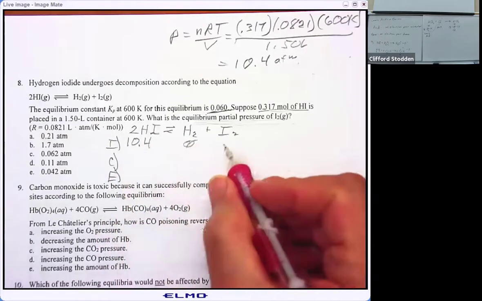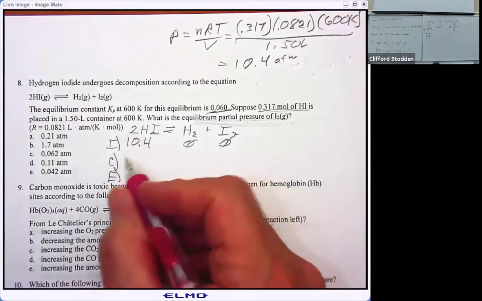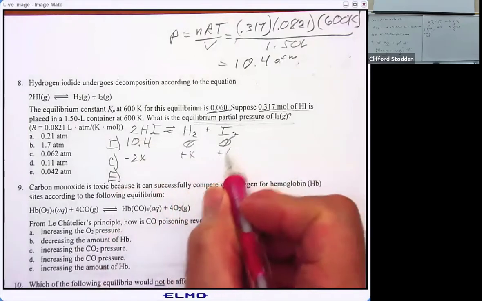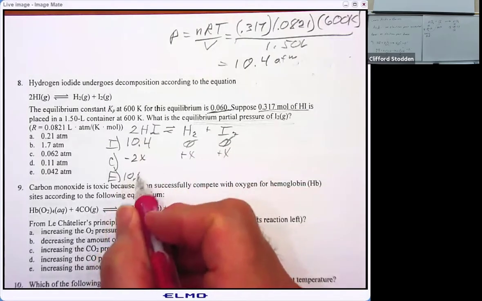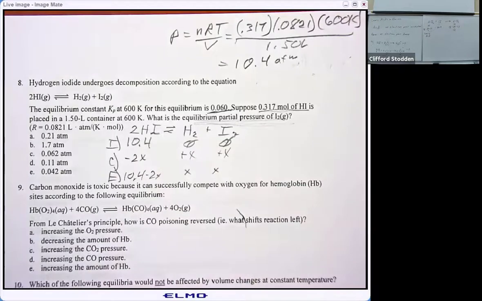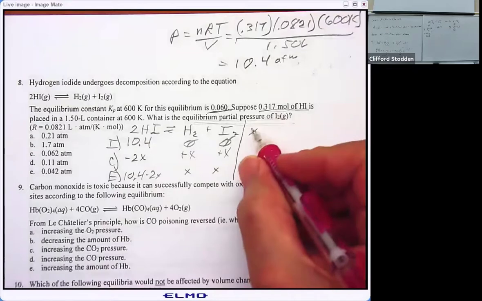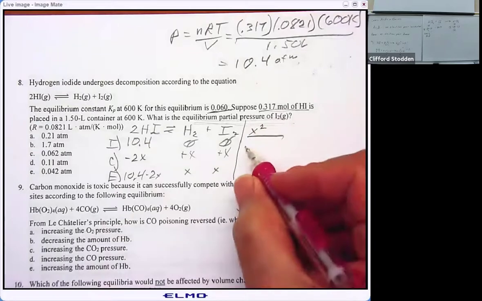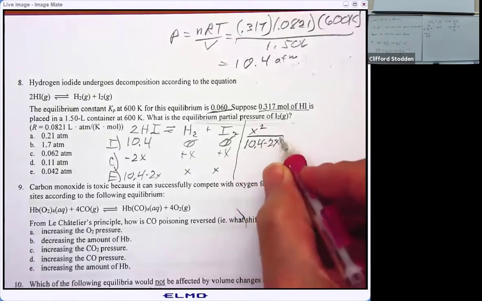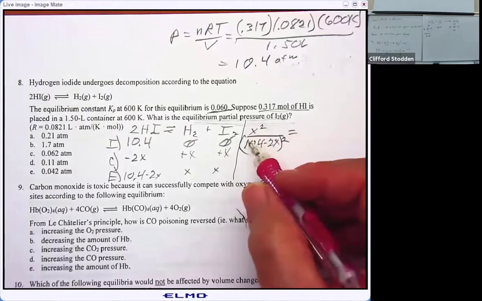And then we start these at 0. And then it goes to the right. So now this has a 2 in front of it, so this would be minus 2x. So these would be plus x. Minus 2x and x. So that's going to set up the second order equation that we need to solve this ICE problem. So we have x squared over 10.4 minus 2x, quantity squared, equals our 0.06.